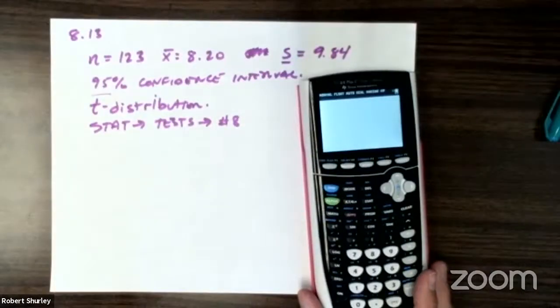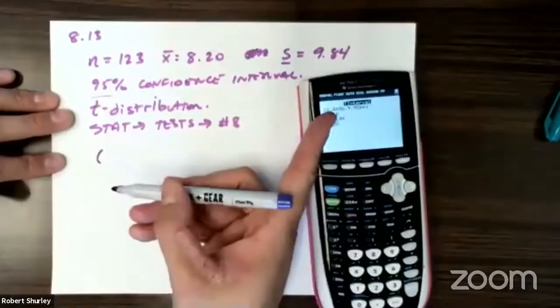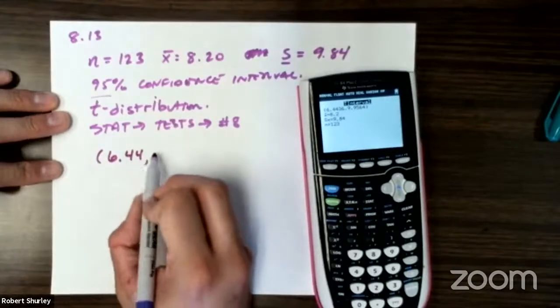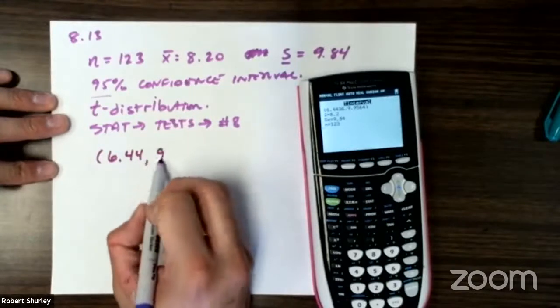Okay. So the X bar is going to be 8.20. Notice at the very top, it knocked me out. I'm going to round these to 2 decimal places.